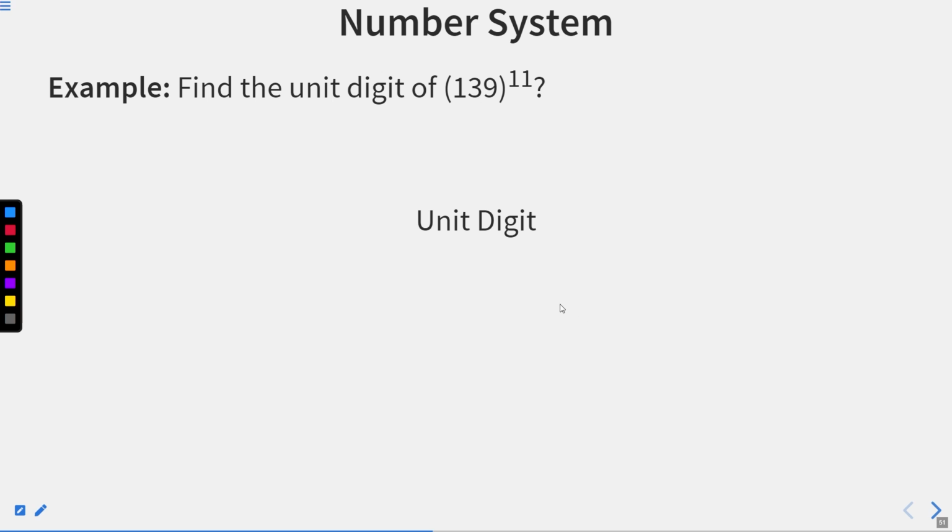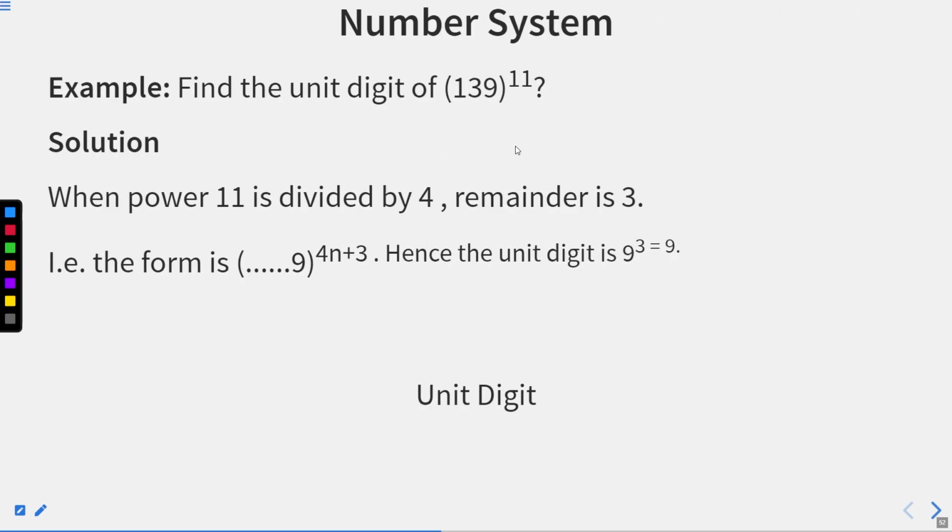Find the unit digit in 139 to the power 11. So the power 11 is divided by 4, and the remainder turns out to be 3. And 9 to the power 3 is equal to 729, so the unit digit is going to be 9.